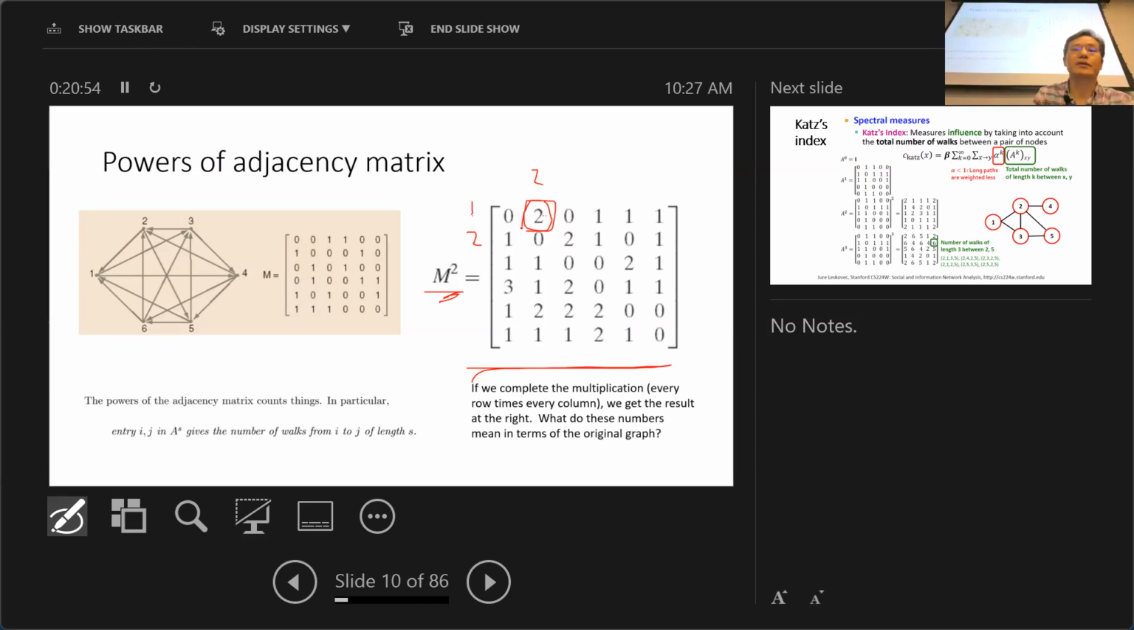But once you multiply it by itself, so you square it, then this becomes 2. What that means is you have 2 different ways to go from 1 to 2 by 2 steps. Okay, this 2 here means 2 steps. Why do you have 2 different ways to go from 1 to 2? You can go from 1 to 3, and then from 3 to 2. So this is one way, 2 steps. You can also go from 1 to 4 and from 4 to 2, 2 steps. So the number here shows you how many different ways you can go from node 1 to 2 by 2 steps.